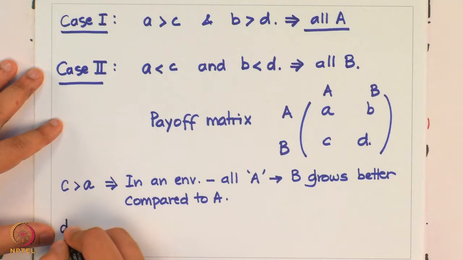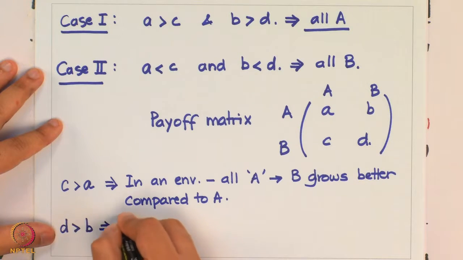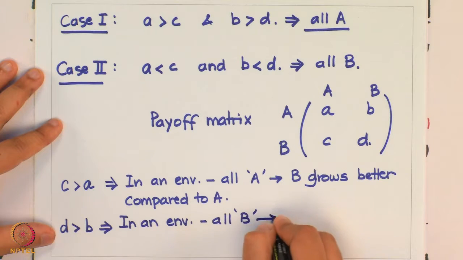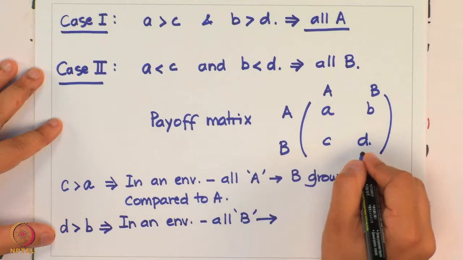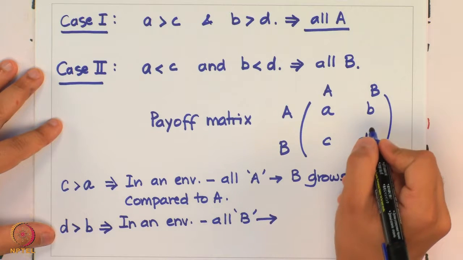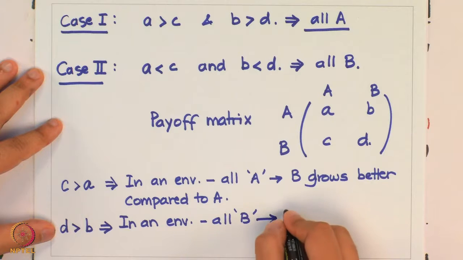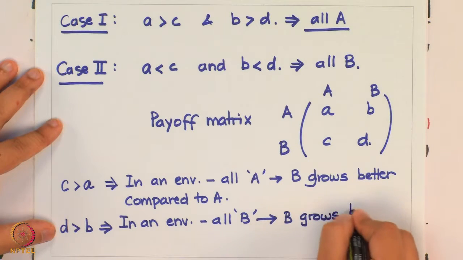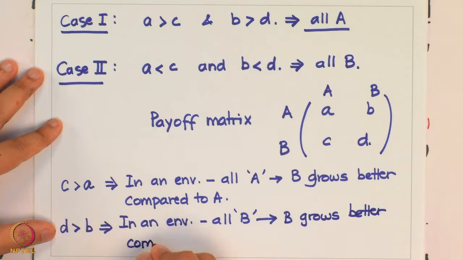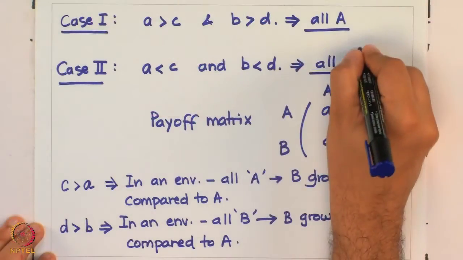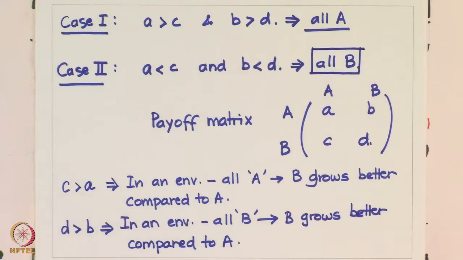And the other condition is that D is bigger than B, which implies that in an environment where there are all B's, if you were to add an individual of genotype B, that would grow at growth rate D, and if you were to add an individual of genotype A, that individual will grow at growth rate B. Since D is bigger than B, in this particular environment B grows better compared to A. And again what these two conditions imply is that irrespective of the environment that we are talking of, genotype B is doing better as compared to genotype A, and hence we converge to a situation where B dominates A and the system moves towards all B.